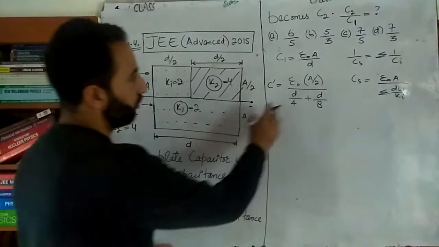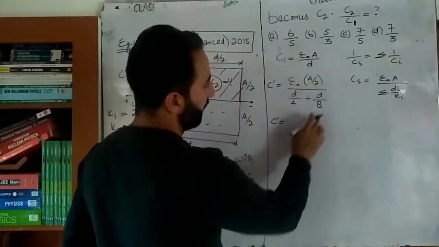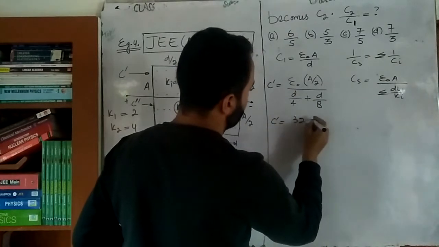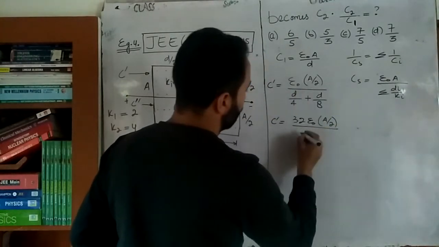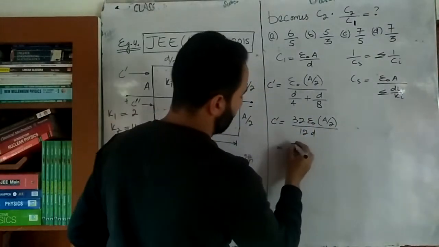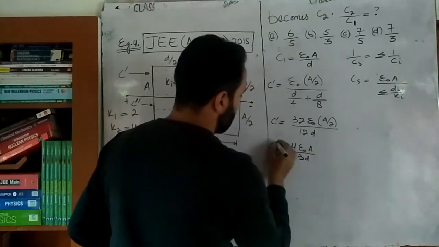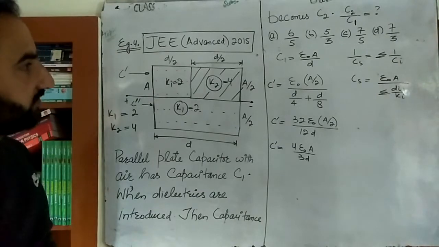Okay, so let's try to solve it. So how much is it? C dash will be equal to, 8 plus 4 is 12. 8 4s are 32, so in the numerator it will be 32. So it is like this: 32 epsilon naught into A divided by 2 divided by 12D. So this is 2 1s, 2 16s. Then it is finally 4 epsilon naught A divided by 3D. In standard form it will be 4 epsilon naught A divided by 3D. Okay, so this is C dash.